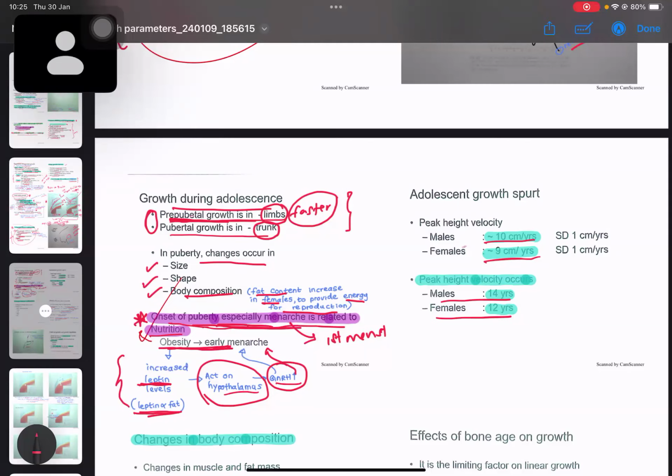But you should know that nutritional level changes the onset of puberty, especially menarche. Then the adolescent growth spurt. During adolescence, the peak height velocity occurs in males at 10 centimeters per year, with a standard deviation of 1 centimeter per year. And in females, 9 centimeters per year they grow. This is the peak height velocity.